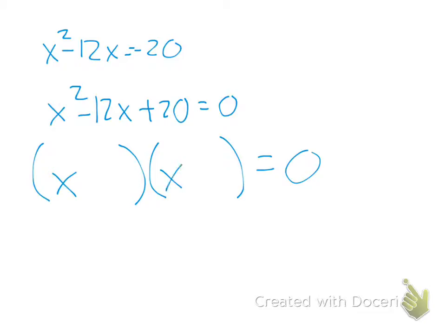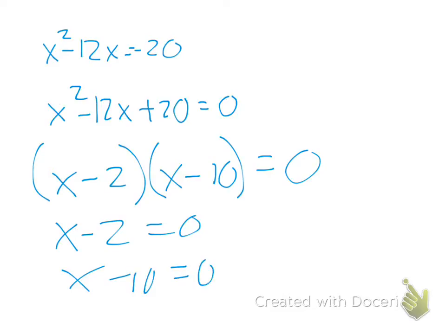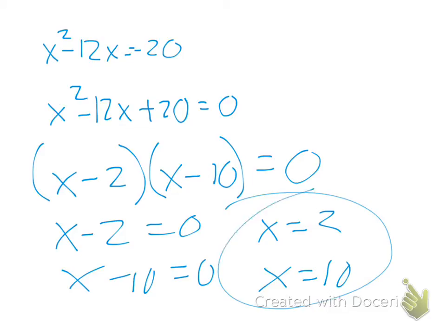What are the factors of 20? Then give me a 12. 2 and 10. They have to multiply to get a positive number, but add up to get negative. That means both of them are negative. x minus 2 equals 0. x minus 10 equals 0. That means x equals 2, x equals 10. Is that not what we just found on the last problem?